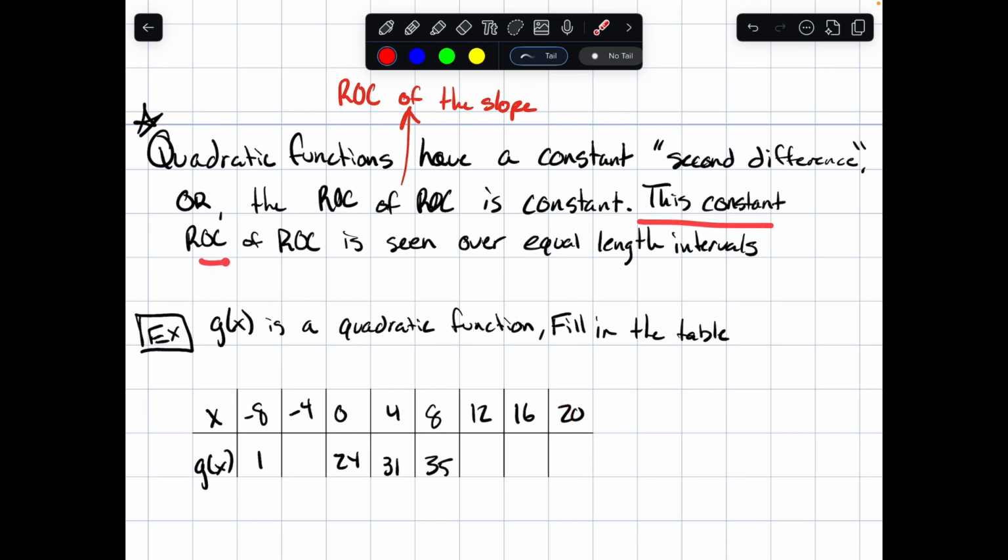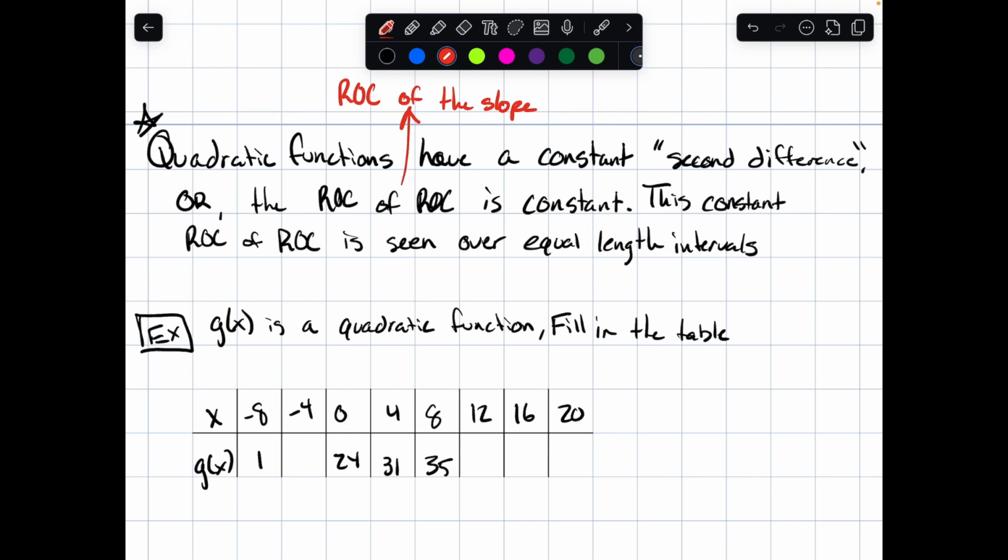So this constant rate of change is seen in equal length intervals. For example, down here, we can see it's not going 1, 2, 3, 4. It's counting up by 4s. That's an equal length interval, so it's fine. Looking at this example, we're going to talk about how to attack this problem. This is a super common problem. I can almost guarantee it was on the AP test last year.